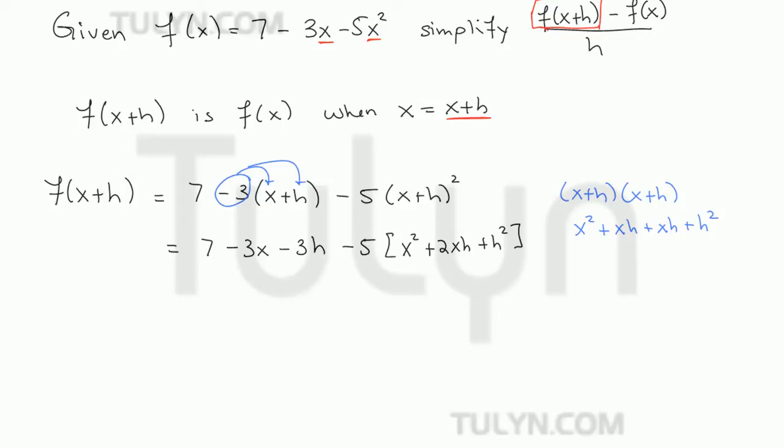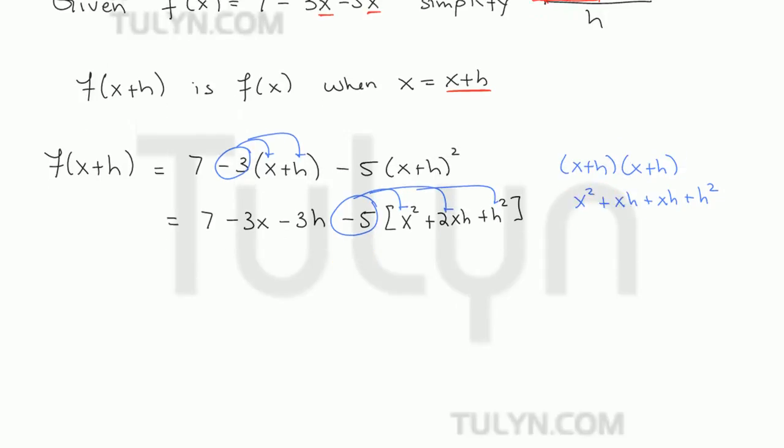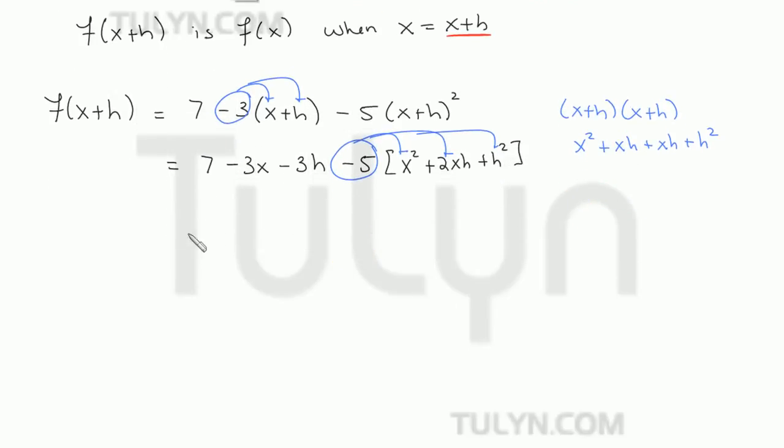Alright, then finally, before we're done with this part, I want to distribute this negative 5 into the sum. So let's do that. So we end up getting 7 minus 3x minus 3h, then minus 5x squared minus 10xh, and then minus 5h squared.